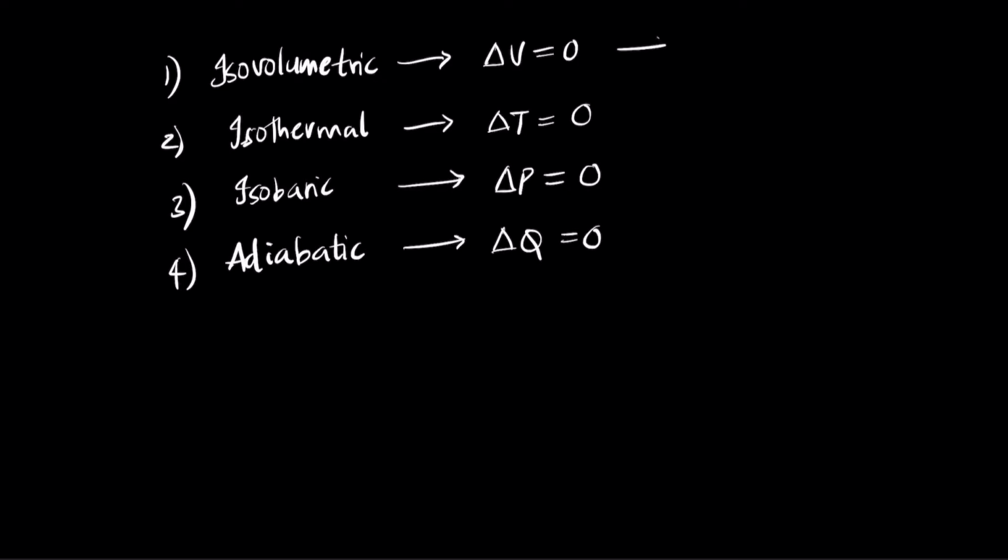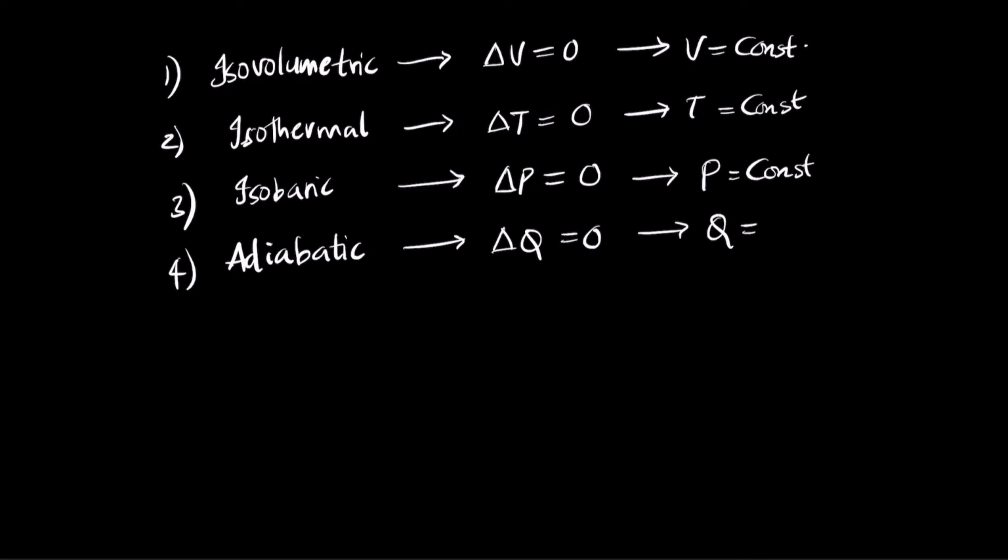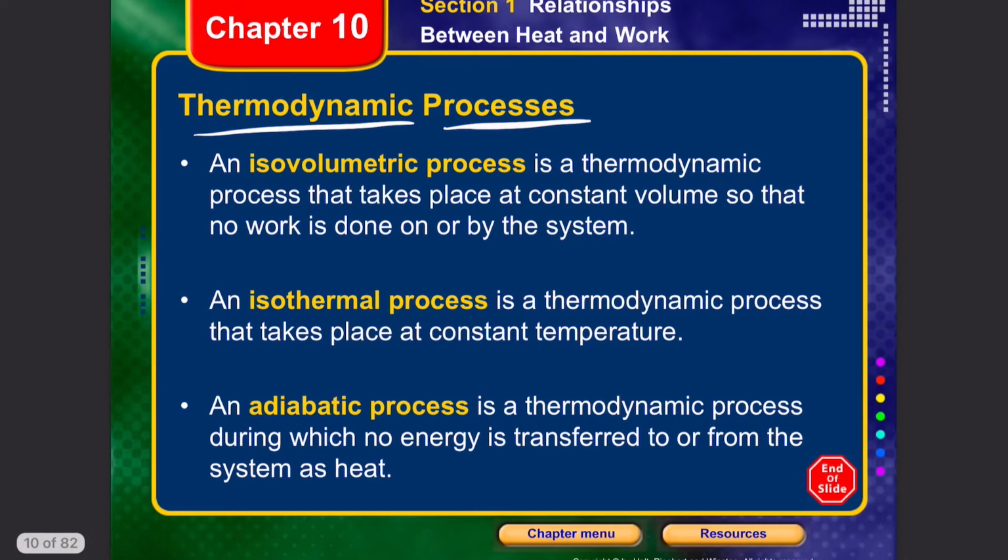So which means here volume is constant. In the second one, temperature is constant. In the third one, pressure is constant. And in the last one, the heat is constant. So these are the four main processes that we generally consider.